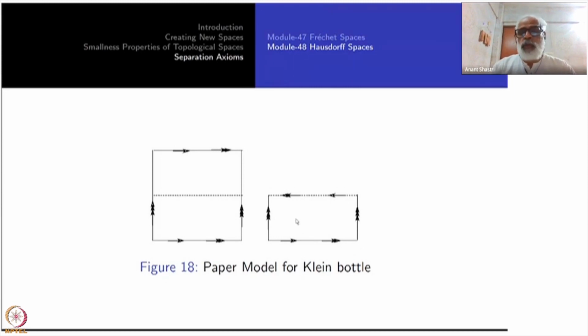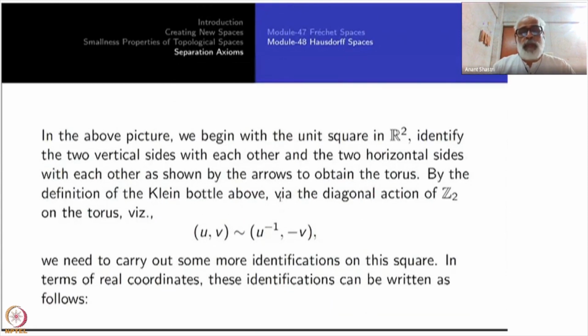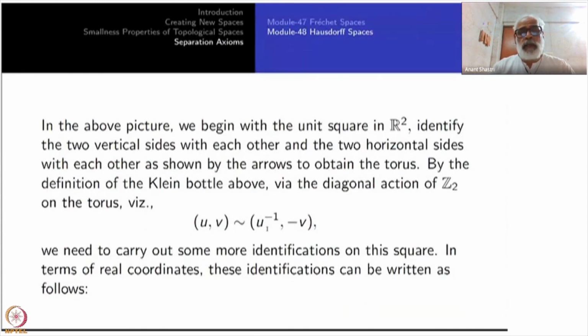To justify all these things rigorously, you have to write down formulas. That is the only way. So that's what we have to do. This is the diagonal action (u, v) going to (u inverse, minus v). Since u and v are representing elements of S1 cross S1, but I am representing them on the plane only after identification, namely t going to e power 2 pi i t, you will get an element of S1. So what is the corresponding identification of this in terms of real coordinates?